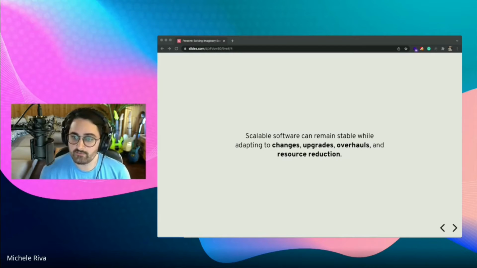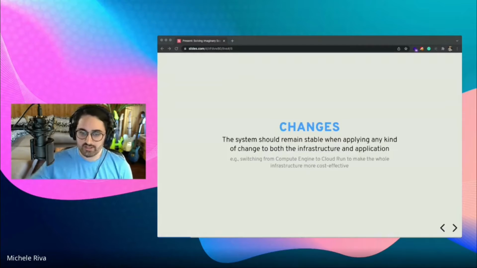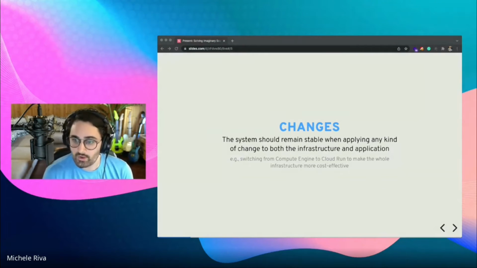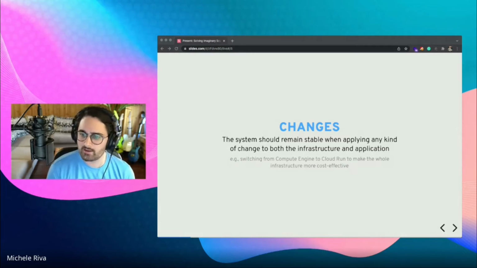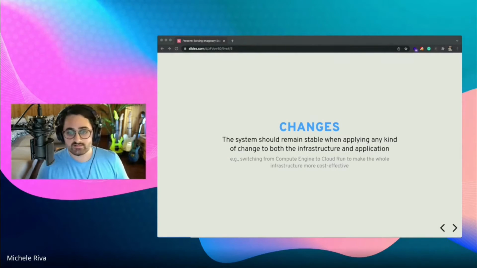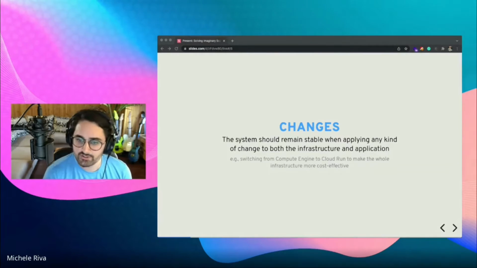Scalable software can remain stable while adopting changes, number 1, upgrades, number 2, overhauls, number 3, and resource reduction, number 4. Talking about changes, we are referring to the system remaining stable when applying any kind of change to both the infrastructure and the application. For example, switching from Compute Engine to Cloud Run to make the whole infrastructure more cost effective. That's a typical example. If we go into that migration, the whole system should continue working. That's really important.